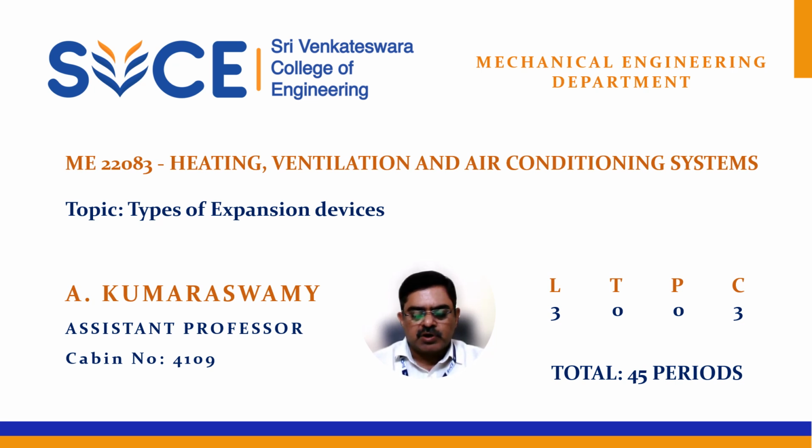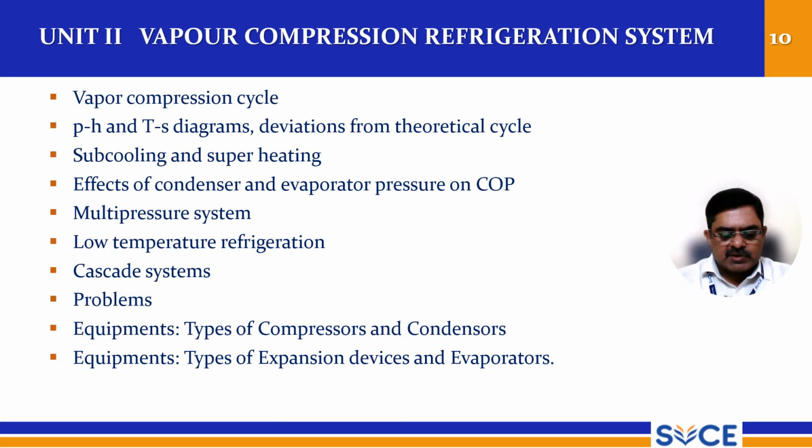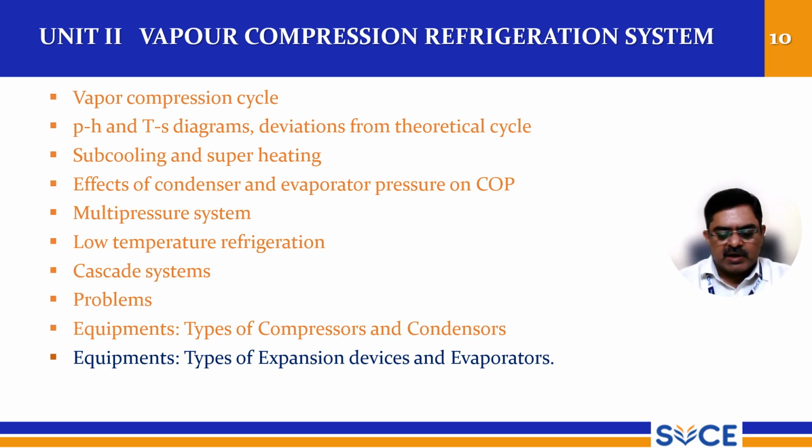So we are completing unit 2 with this session, and we will move on to the third unit, the vapor absorption refrigeration system. That will be similar to vapor compression only. I will tell you the significant differences, and we will deal with vapor absorption refrigeration systems in detail. These are all the topics we have seen so far, and we are ending the expansion devices today. We are obviously ending unit 2 today.